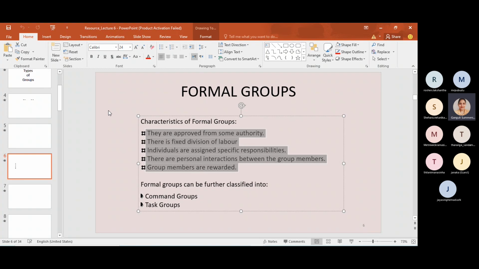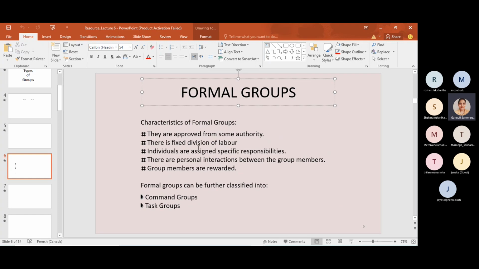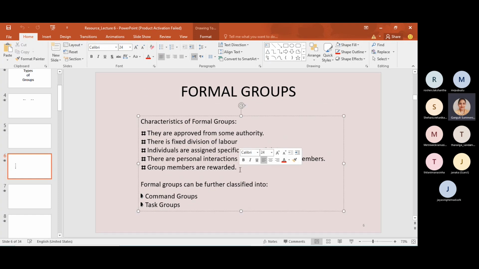Because if you take an informal group, a group of friends who are hanging out, they are not under the authority of anybody, right? There is no one to control them. But formal groups are the exact opposite. In a formal group, there is an authority to control the group. And there is a fixed division of labor.